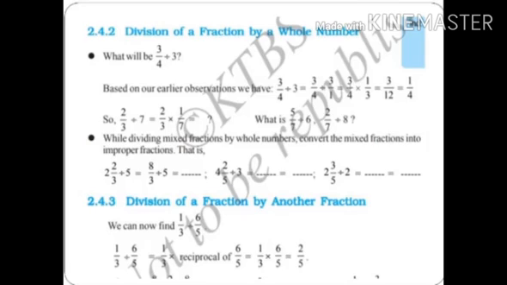So there are two more sums here. What is 5 by 7 divided by 6 and 2 by 7 divided by 8? Can you try doing it by yourself? We'll move on to the next sum, division of a fraction by another fraction.